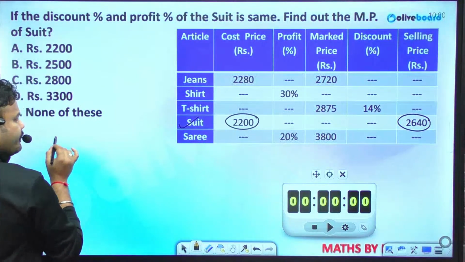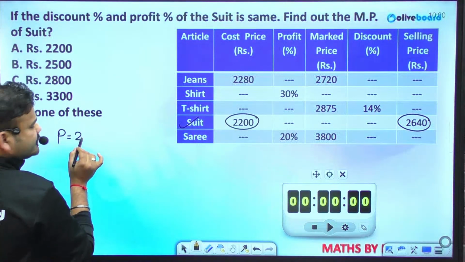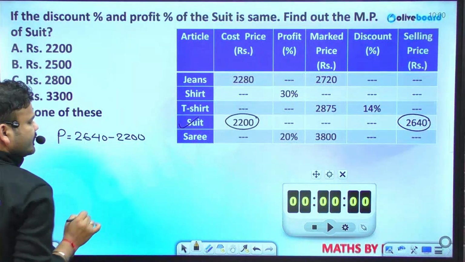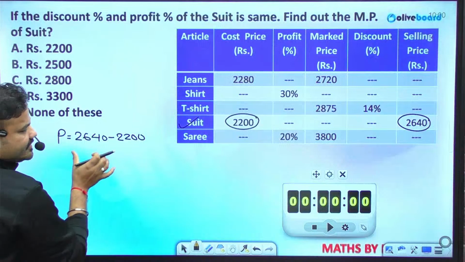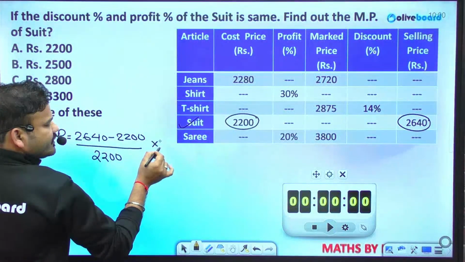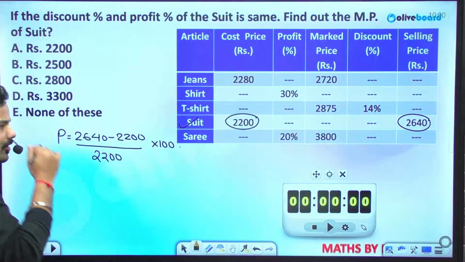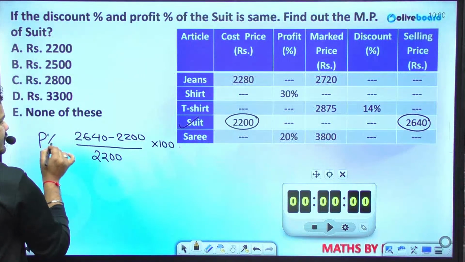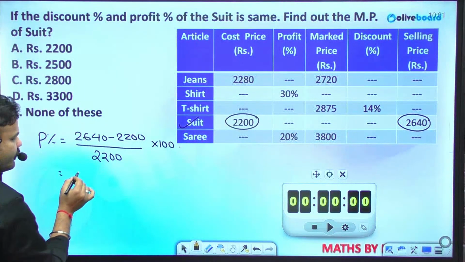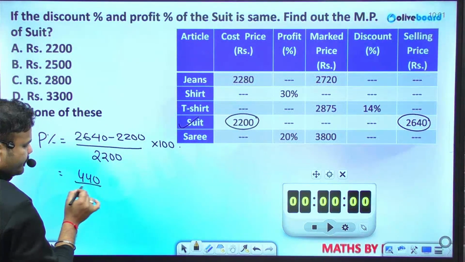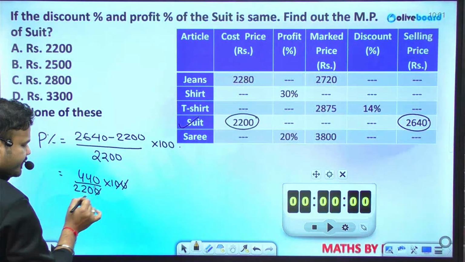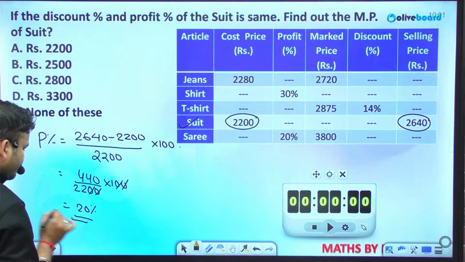How to calculate the profit? So the amount of profit will be 2640 minus 2200. And how to calculate the profit percent? This is the profit calculated on 2200 times 100. This is the amount of profit percent, we can say. Clear? So this is 440 by 2200 into 100. 00 eliminated, so this is 20%. So the profit percent is 20%.